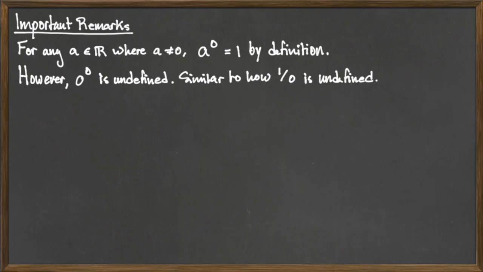What exactly would it mean to multiply 0 by itself 0 times? The notes of this video do provide some justification or reasoning for this, but just know that whenever we see 0 to the 0th power, we tag it as undefined.